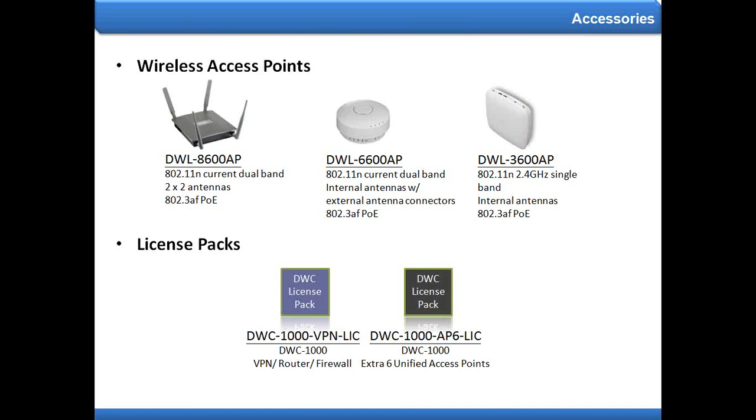With respect to the licenses, the DWC1000 supports 2 license packs. It offers a 6 access point license pack, the DWC-1000-AP6 license. It adds an additional 6 access points. We also offer a router license and VPN license for the DWC1000. So that would be the DWC-1000-VPN-LIC. And what that does is unlock VPN capabilities, the WAN capabilities, so connecting to an ISP, and it also unlocks some firewall capabilities as well, which I'll get into in a moment.